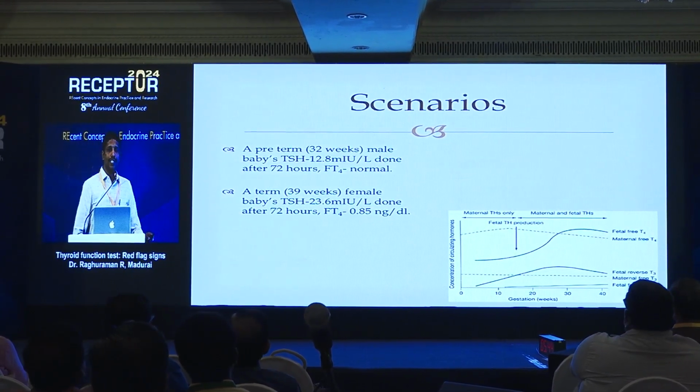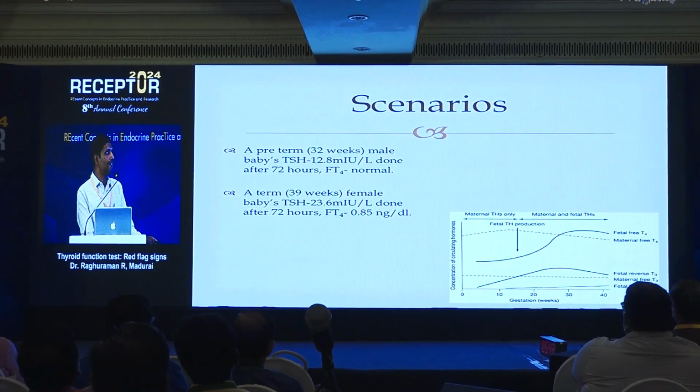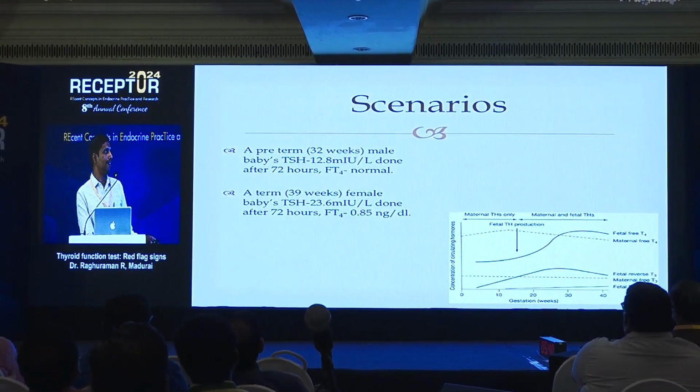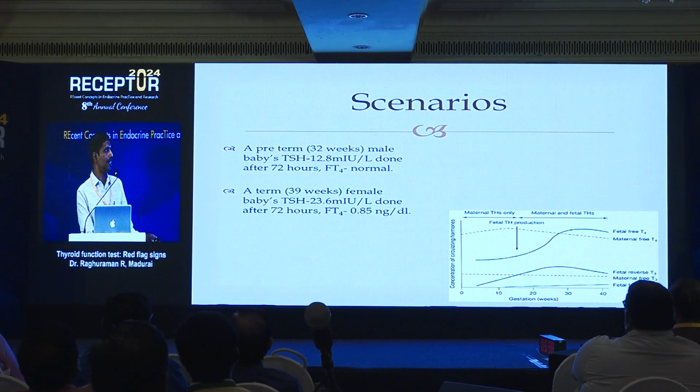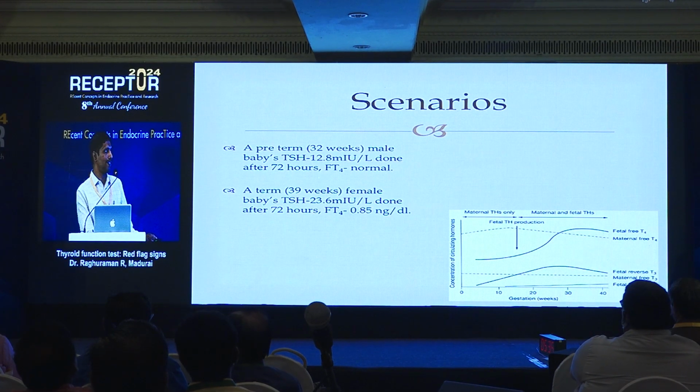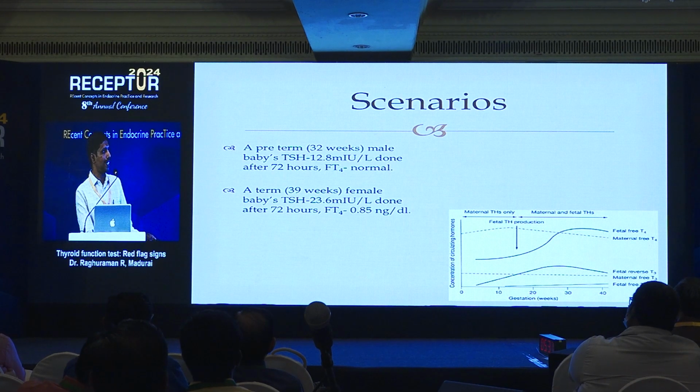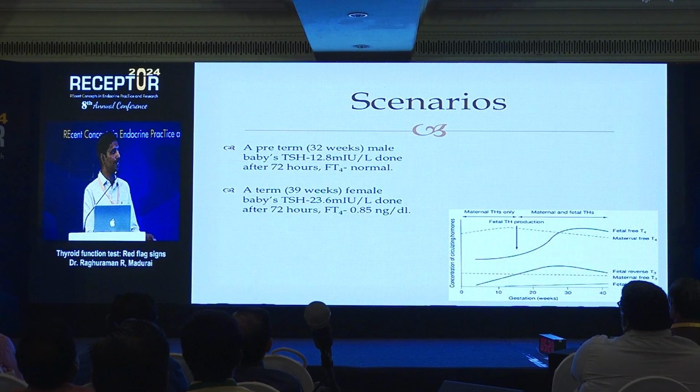Coming on to neonates, this is a first case where a preterm baby had a TSH of 12.8, which was done after 72 hours with normal free T4 levels. The second one is a term baby with a TSH of 23.6 and free T4 on the lower range of normal. 0.8 will be the cutoff in most of the laboratories. So here, again, how to differentiate?